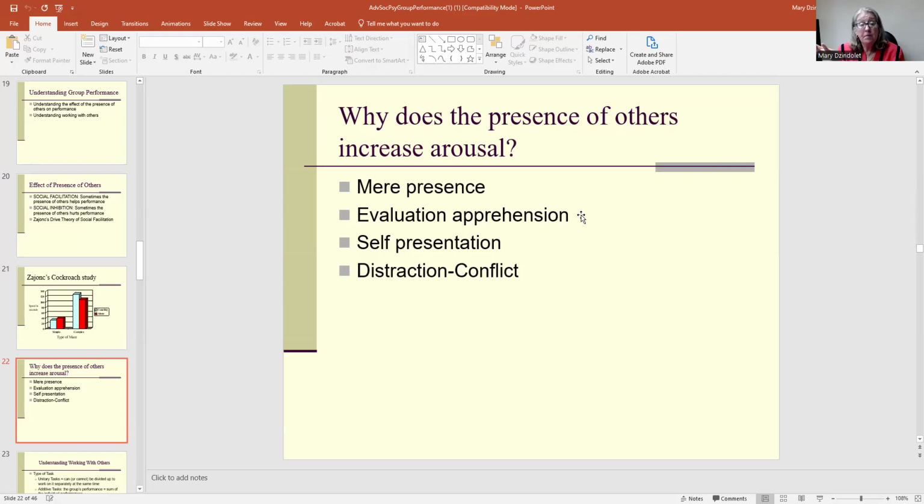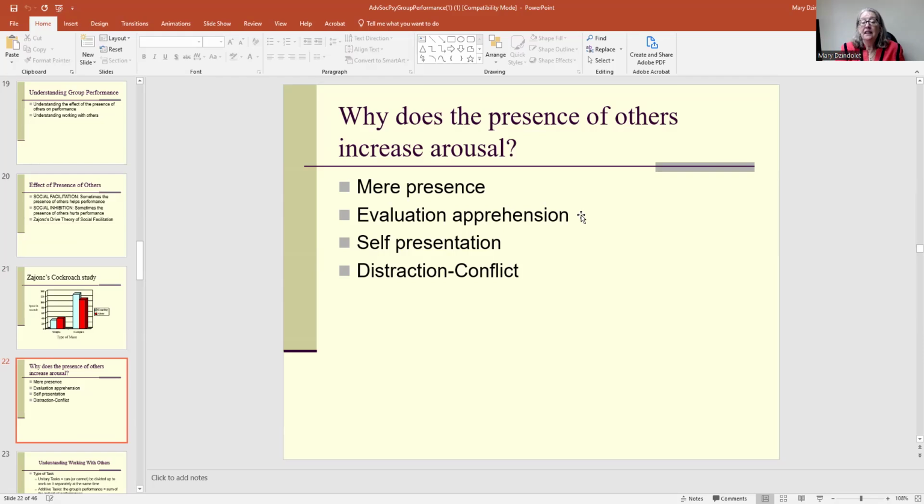Maybe it's see us as competent. Maybe it's see us as warm. Maybe it's see us as physically attractive. Who knows? But we're trying to present ourselves and negotiate who we are to that person who's watching us, in addition to having to do the task. So because there's more than one task to do, there's 2 tasks now, you're going to be more aroused. Anytime you've got more tasks, that's more stress, more that has to get done, it's going to increase your arousal.